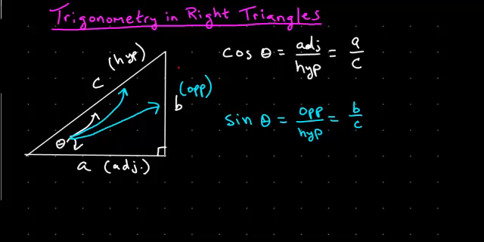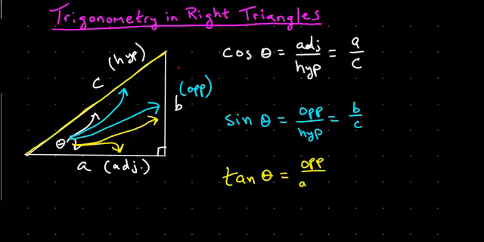Tangent theta, it's going to be yellow. Tangent theta, again, is going to be our rise over run. So it's going to be our slope. It's going to be the slope of that line there. So it's going to be the rise over run, or opposite, which is my rise over my run. Opposite over adjacent, which equals B over A.